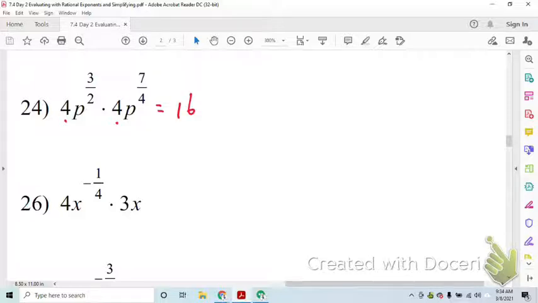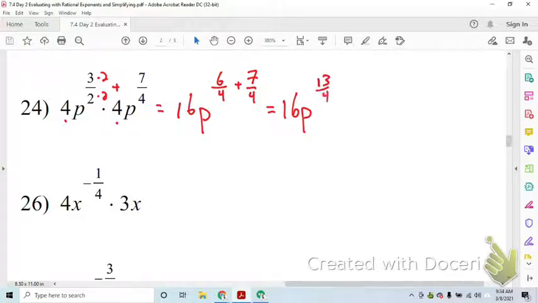Now over here, once again, we have to deal with the 4 times 4 is 16. But now I have 3/2 plus 7/4. Okay, so the p stays there. But now I'm going to multiply this by 2 over 2. And what I really have here is 6/4 plus 7/4. Now they have the same denominator. So that means I have 13/4. 6 plus 7 is 13. The 4 stays. And that's what we get.